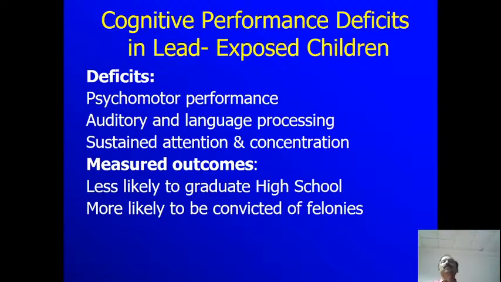What about children who are exposed? The cognitive performance deficits which take place in children can result in psychomotor performance deficit, auditory and language processing deficits, sustained attention and concentration problems, and they will be less likely to reach even high school, and you might find that they're more likely to be convicted for felonies or have some other problems.